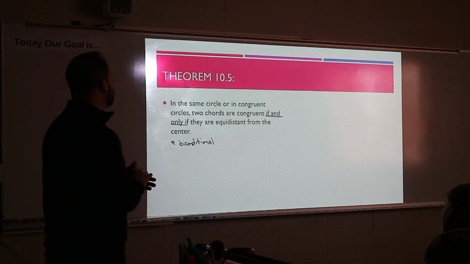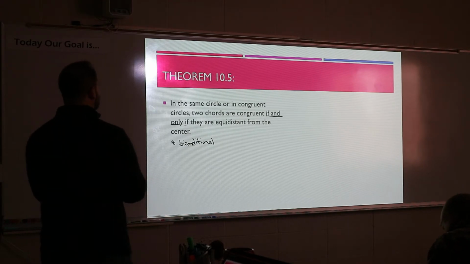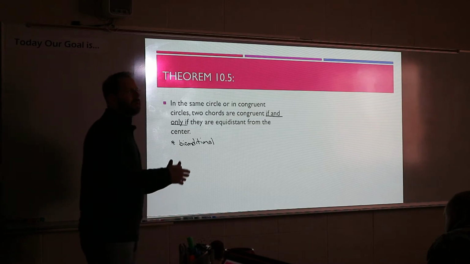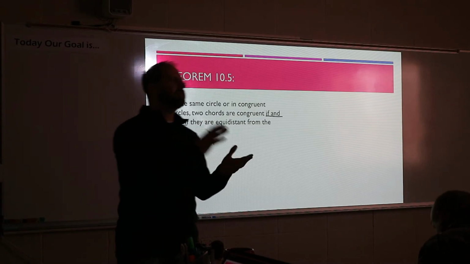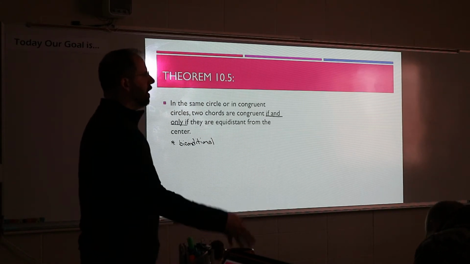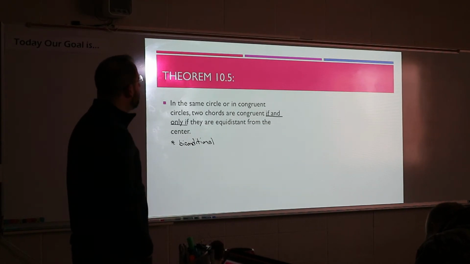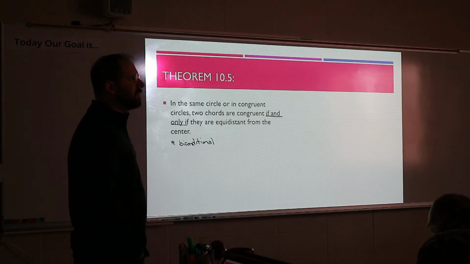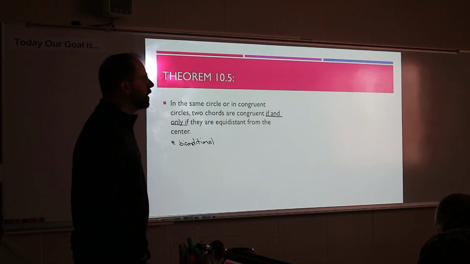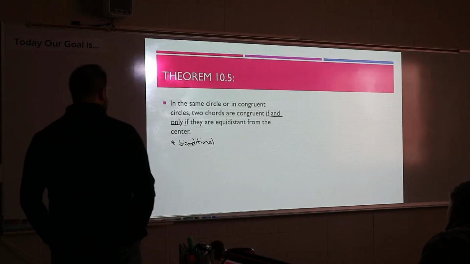So I can start with the fact that the chords are equal, prove that they're equidistant from the center, or I can start with that chords are equidistant from the center, prove that they're the same length. So I'm just going to go one direction here. Again, I think this is on page 717 or something like that. That's the last thing today.